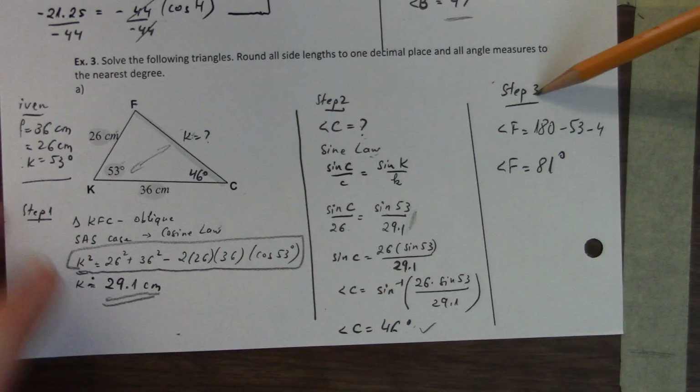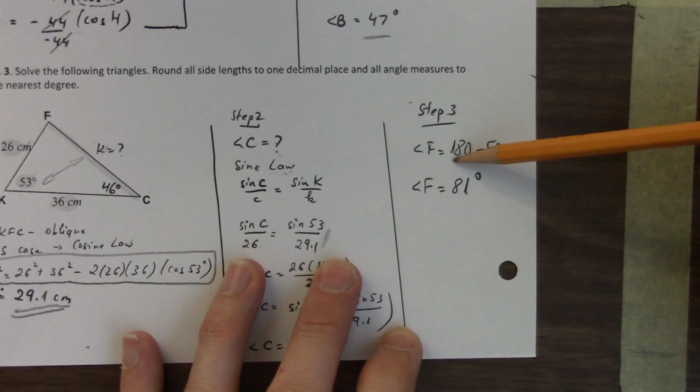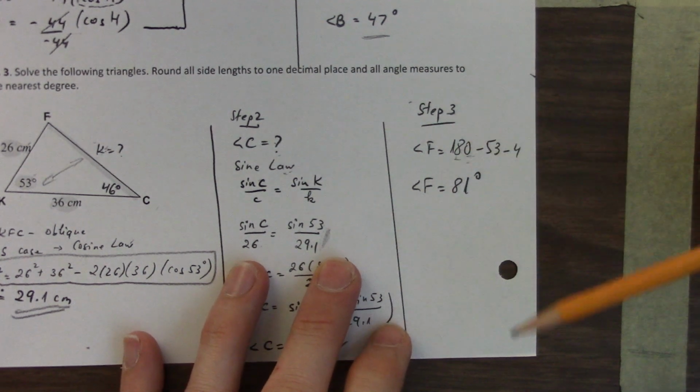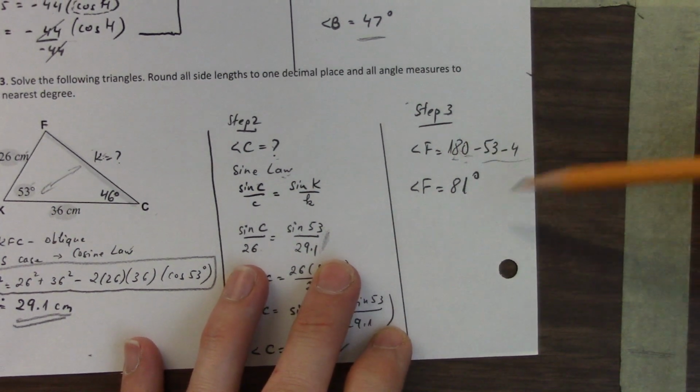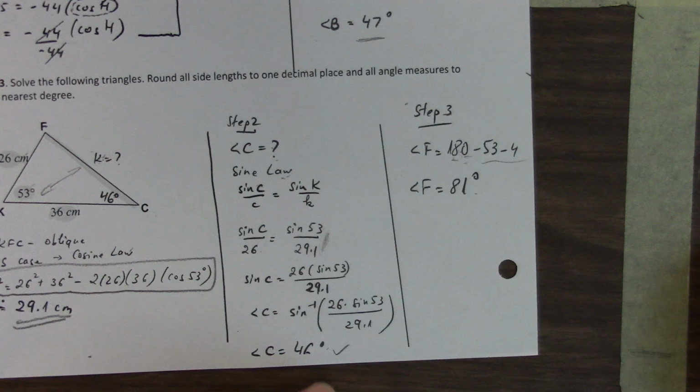Okay, finally, step 3. We don't have to use either law to get the third angle because we know all three angles in a triangle add up to 180. We just subtract those two values.